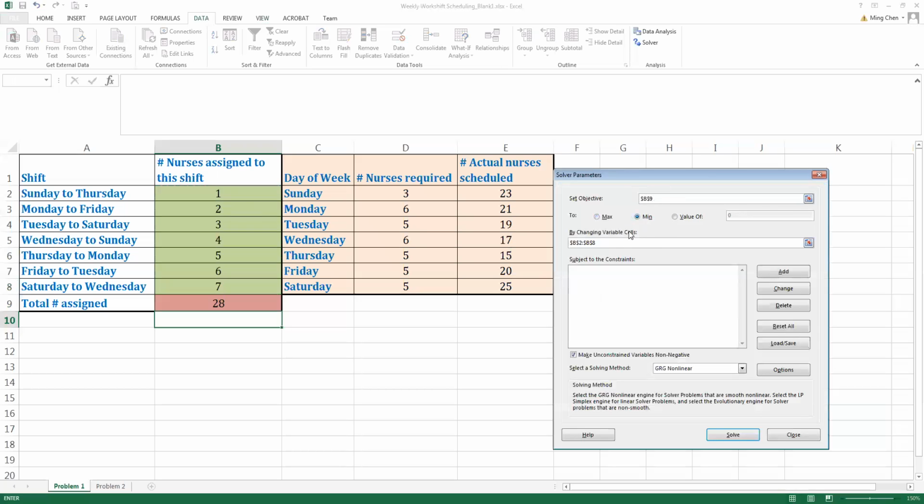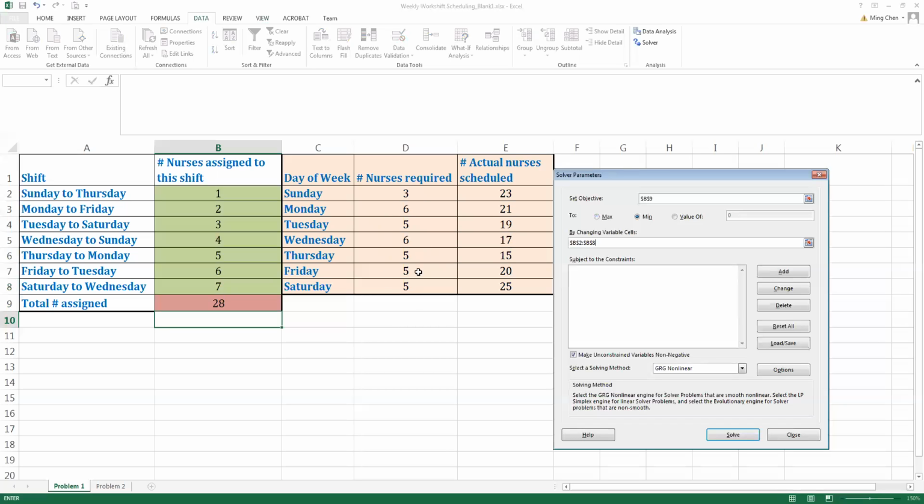So now we have the objective, we have the decision variable, we have to specify the constraint. So what are the constraints we have here? The first constraint, obviously, because if you look at column D, it shows the minimum number of nurses required on each day of the week. So these are the minimum requirements. So we have to meet these minimum requirements.